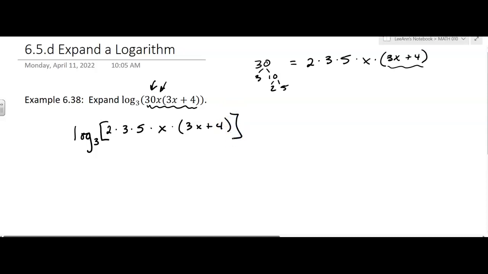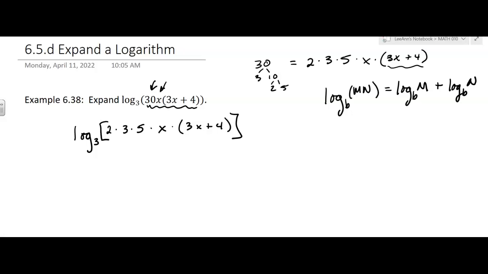Okay, by expanding, what we're going to do is, if you remember our property says if you have log base b of two things being multiplied, then you can split that up so that each of those factors gets its own logarithm. I guess you could think of it that way. And that's useful for certain things. Okay, so for our example, how many factors do we have? Well, we have 1, 2, 3, 4, 5 factors. So we're going to split this up into 5 logarithms.